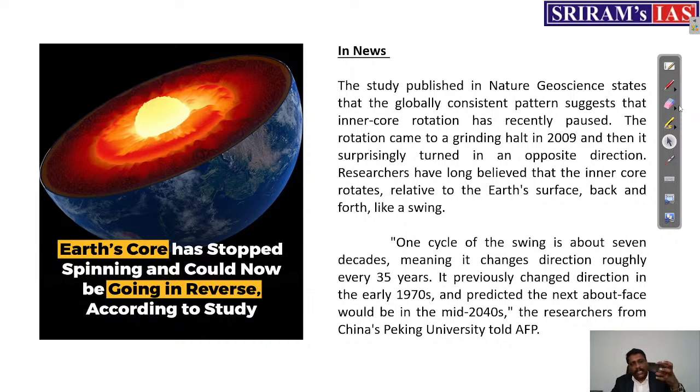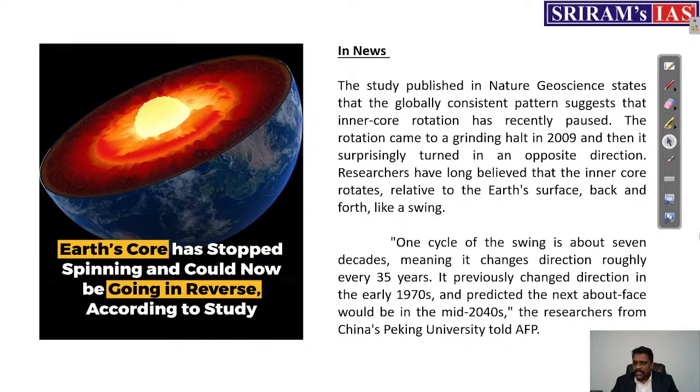Normally, we have an idea that the core itself is divided into two layers, the inner solid core and the outer liquid core. This inner solid core rotates like a swing, rotating in both directions. The complete cycle is approximately 70 years. In one direction it rotates for approximately 35 years, and another 35 years in the opposite direction. This is the normal average rotational pattern. Very recently, they have concluded that way back in 2009 it came to a halt. It is just a belief.